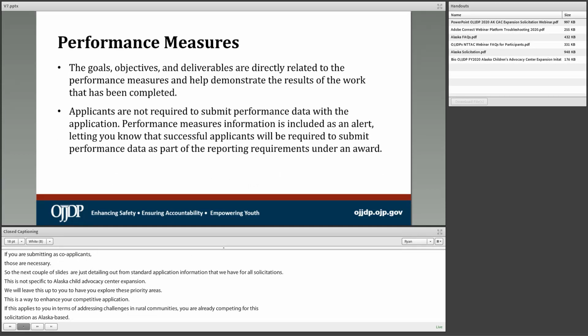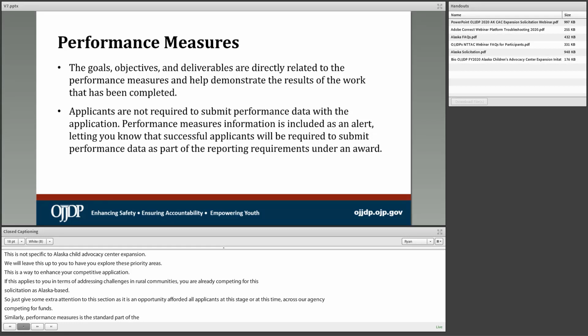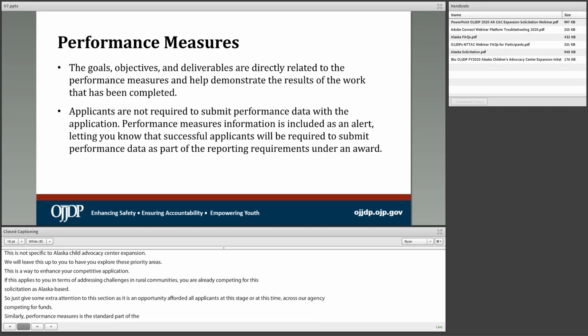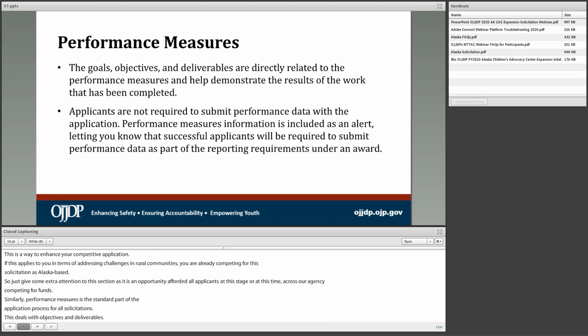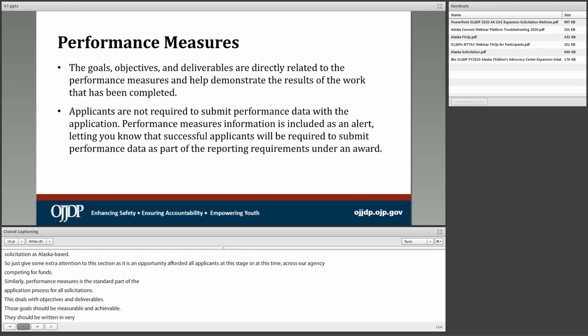Similarly, performance measures is a standard part of our application process for all solicitations. Part of your application is to detail out goals and objectives and deliverables. Just to highlight for you, those goals should be measurable and achievable and written in very concrete and quantitative statements. So guidance we like to give is using the SMART method. SMART standing for specific, measurable, attainable, relevant, and time-bound. So if you're putting that level of detail into your goals and objectives and that they're quantifiable, then you should be good to go.